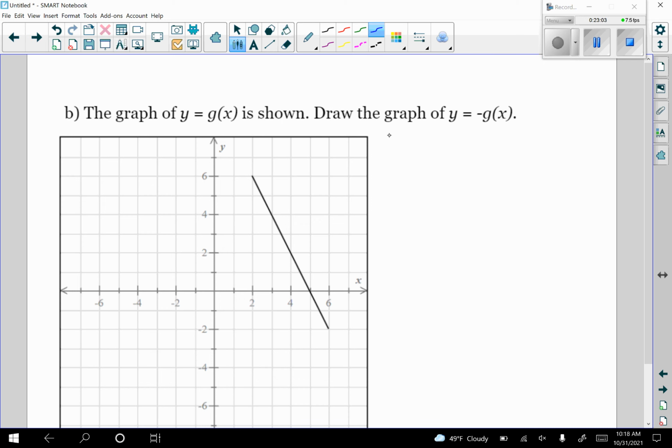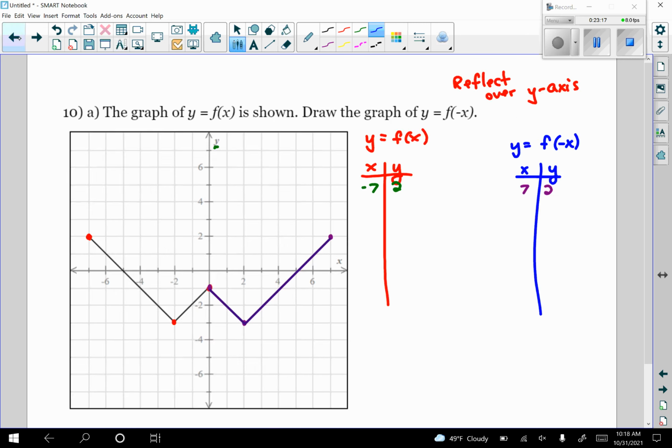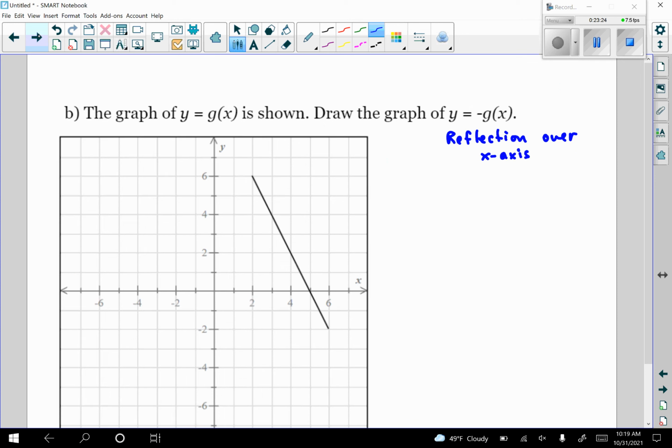Now for this one, when the negative is out in front, this is going to be a reflection over the x-axis. And again, with where this negative shows up, this is saying we're taking the opposite of the y's. Over here, with it being on the inside, we were taking the opposite of x's. So if we had a -7, we make it a +7. And that's what gives us, or how we're supposed to know which axis it's going to reflect over.